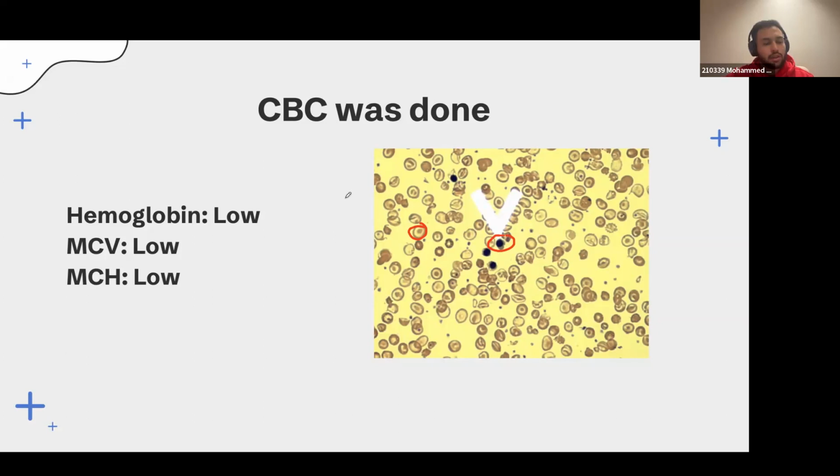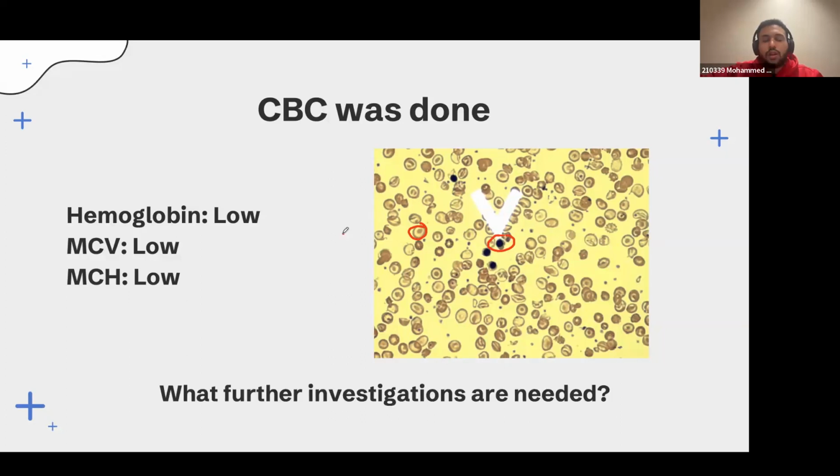basically pump out nucleated RBCs, which is not normal. You're not supposed to see this at all in a normal blood smear. You're not supposed to see nucleated RBC. So you're thinking of beta thalassemia major now. What further investigations, guys? How do we diagnose all hemoglobinopathies? Electrophoresis. Okay, good. So can you tell me from this electrophoresis, what will you see?